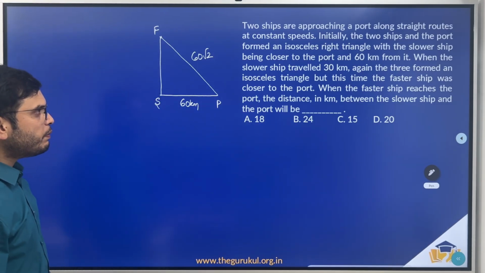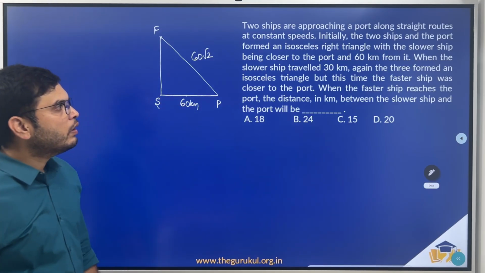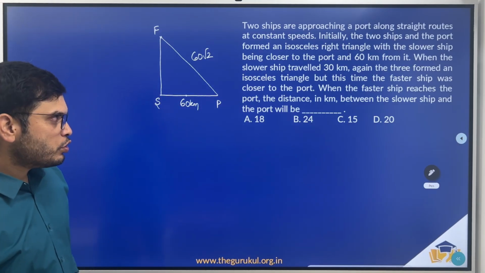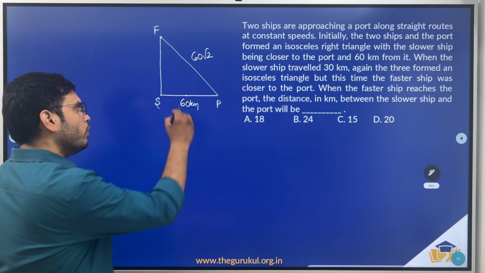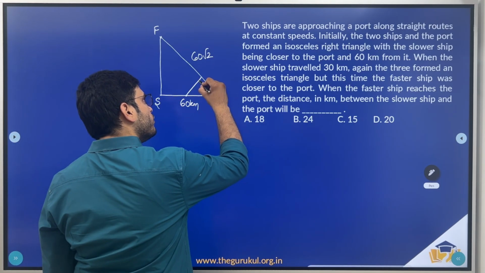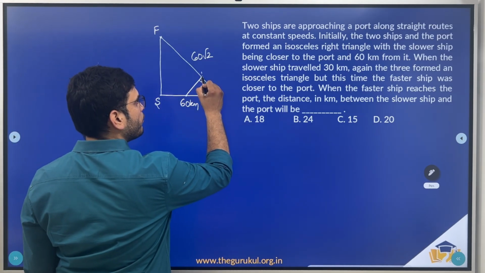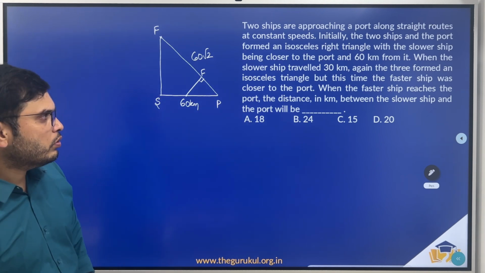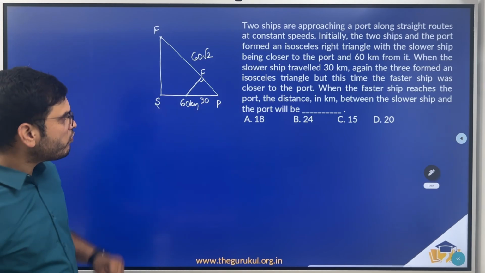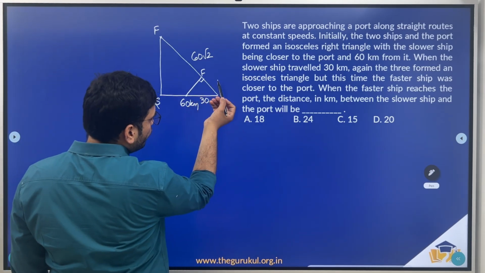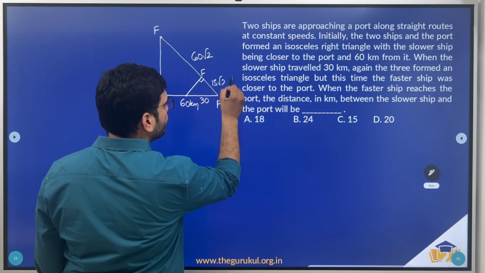Now when the slower ship traveled 30 kilometers, exactly at the midpoint, the three formed an isosceles triangle again, but this time the faster ship was closer to the port. So again an isosceles right angle triangle is formed. Now if the faster ship is closer to the port, this would be 30. If the hypotenuse is 30, this should be 30 by root 2, which is nothing but 15 root 2.